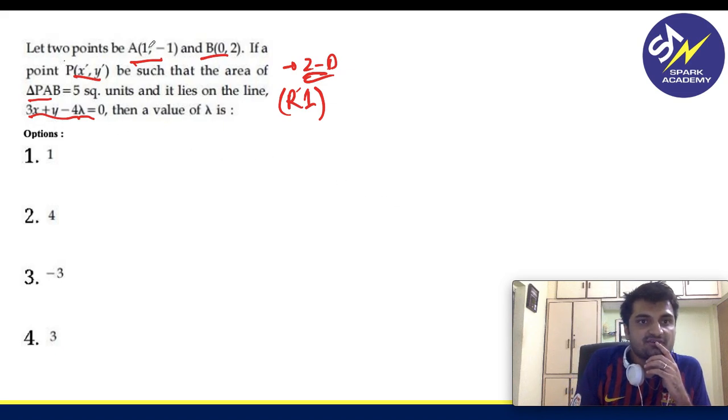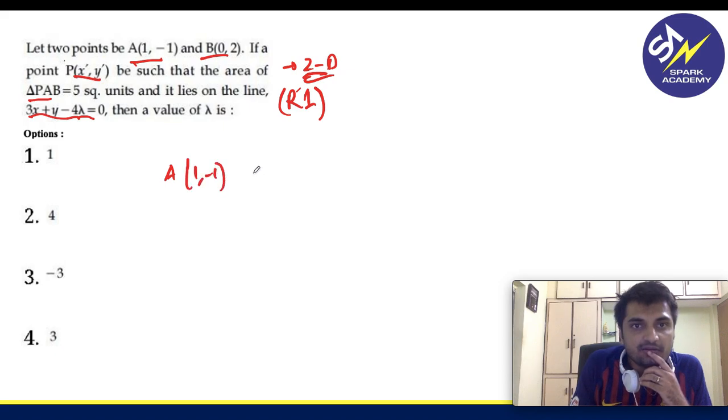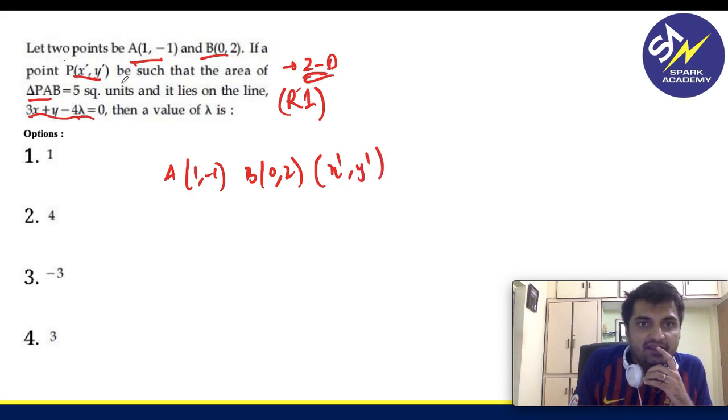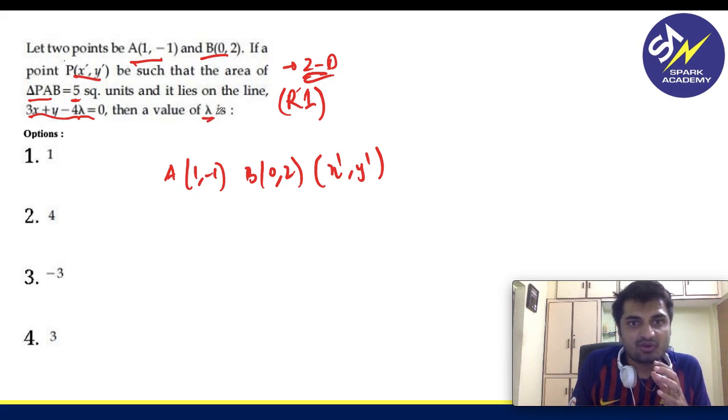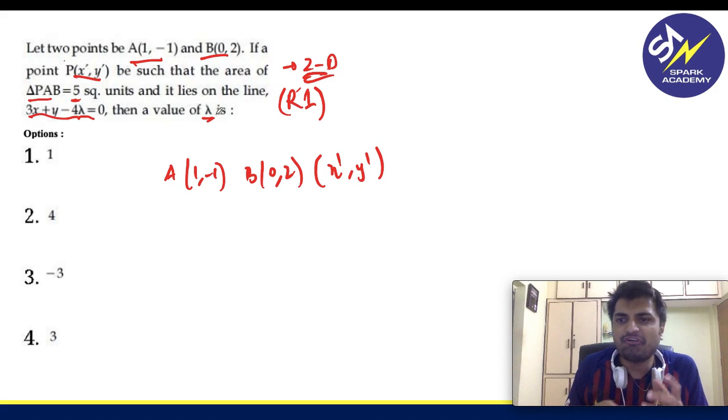Look at this, guys. A, B, P are given. So A is what? 1, minus 1. B is what? 0, 2. P is what? x dash, y dash. And they have said that area of the triangle is 5 units. Okay. So then the value of lambda is what they have asked, right? So how do you find out area of the triangle?